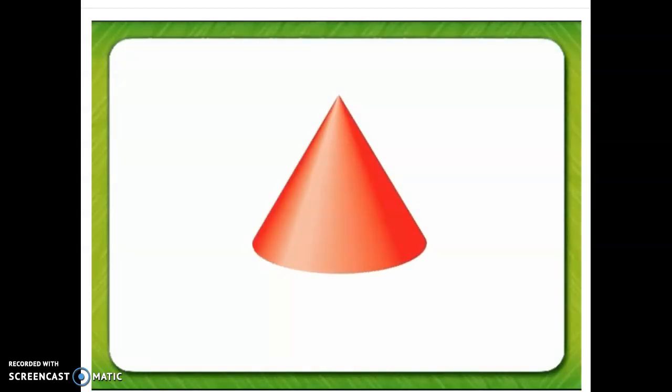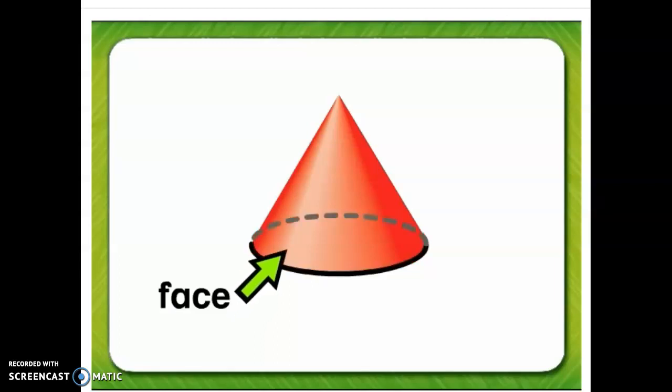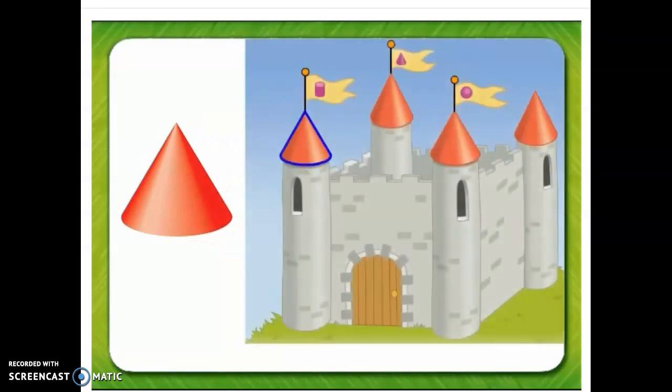This is a cone. A cone has one face, one vertex, and no edges. The tops of these castle towers are shaped like cones.